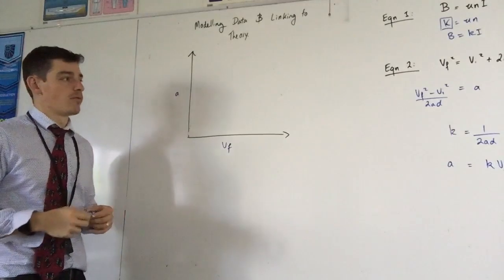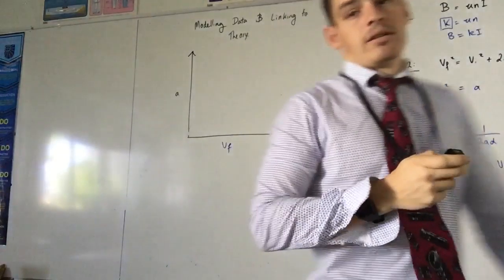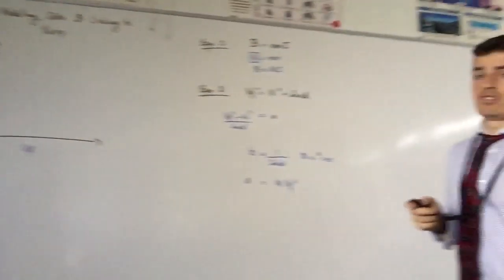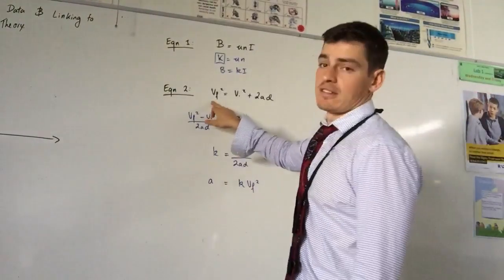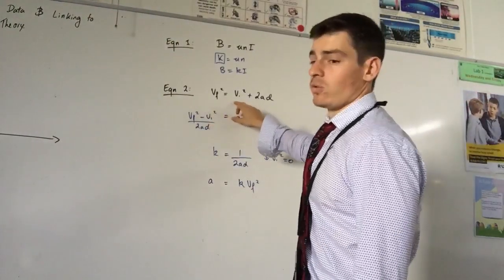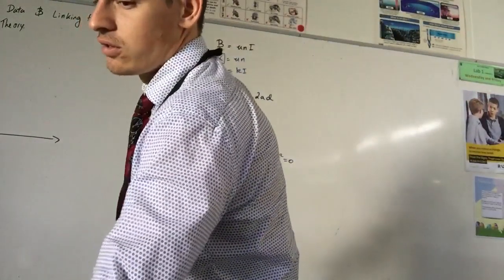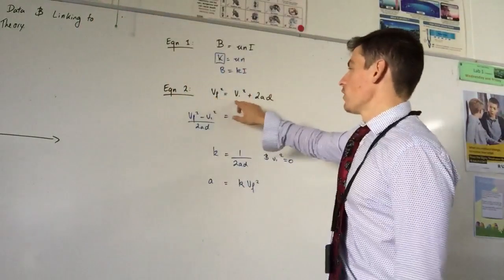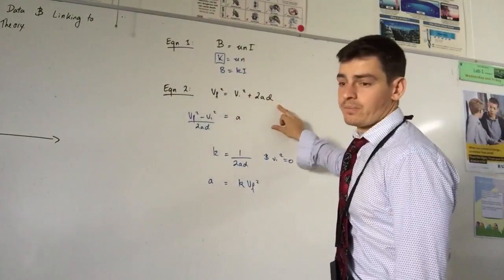It's a flawed experiment, but that's okay. As we know from kinematics last term, the relationship I expect to see is Vf squared equals Vi squared plus 2AD.